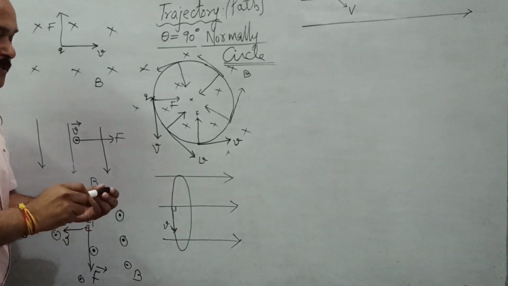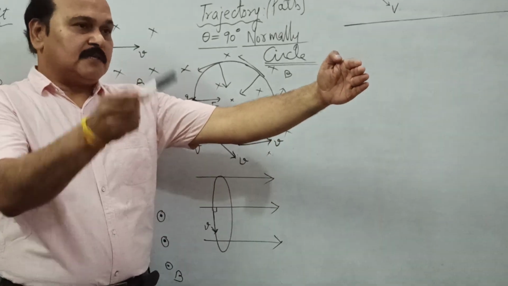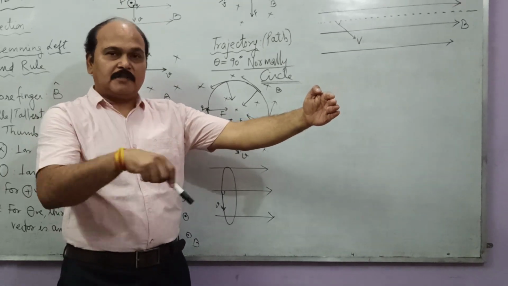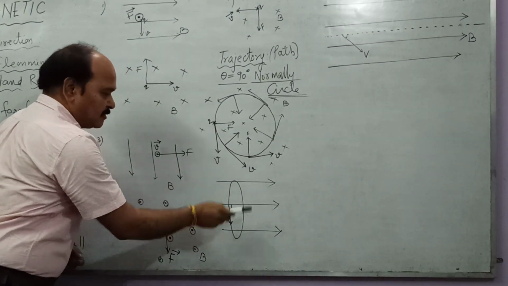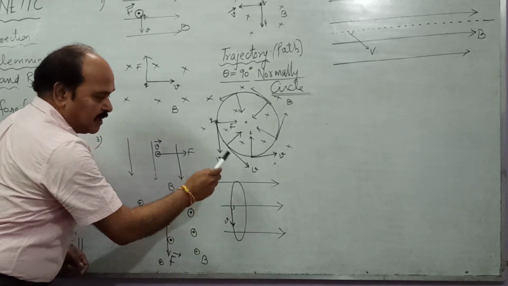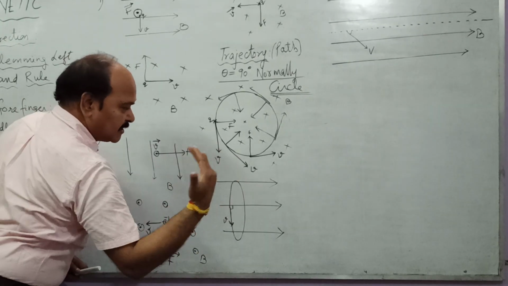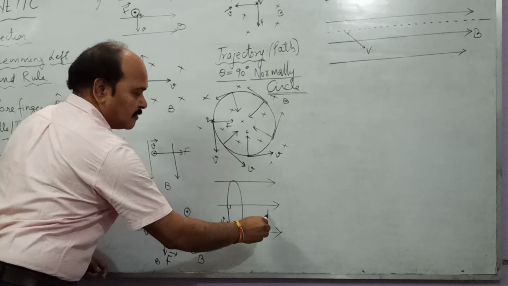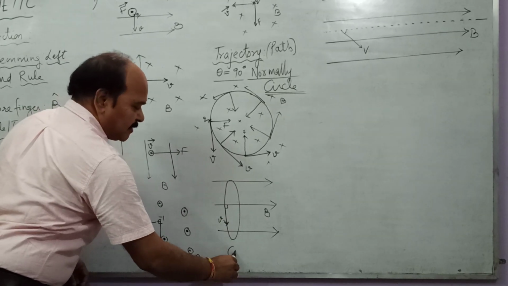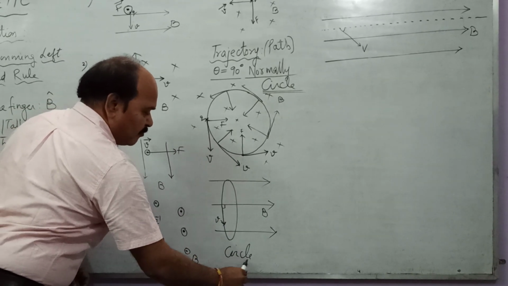If the magnetic field is in this direction, the charged particle enters and moves like this on the circular path. And this circle is what? This is a circular path in a plane, and that plane is perpendicular to the magnetic field. So what is the trajectory of the charged particle? Circle. Both the examples are the same.